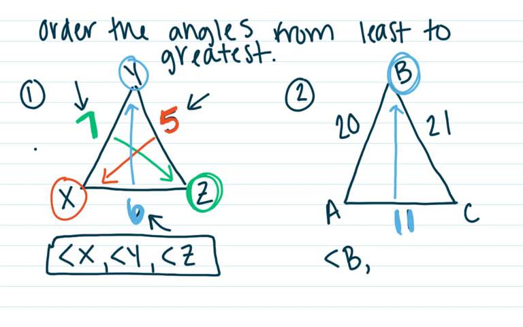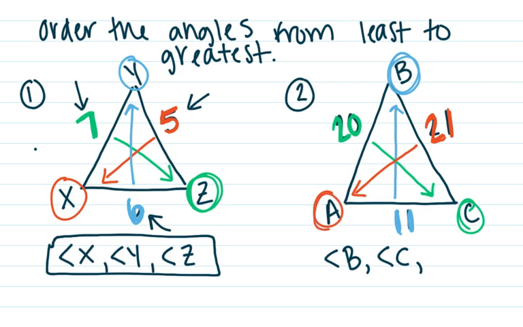that 11 there. The next side for my triangle here is going to be 20. So that's the next smallest number, this 20 right here. And the angle that corresponds with this 20 is angle C. So that tells me that angle C is going to be our second angle in this order. And then lastly, our biggest side is 21. And the angle that goes along with this 21 is angle A. And so that tells me angle A is the biggest angle in this triangle.